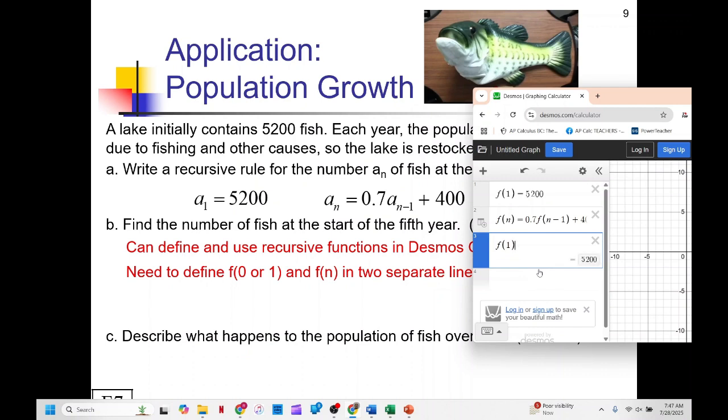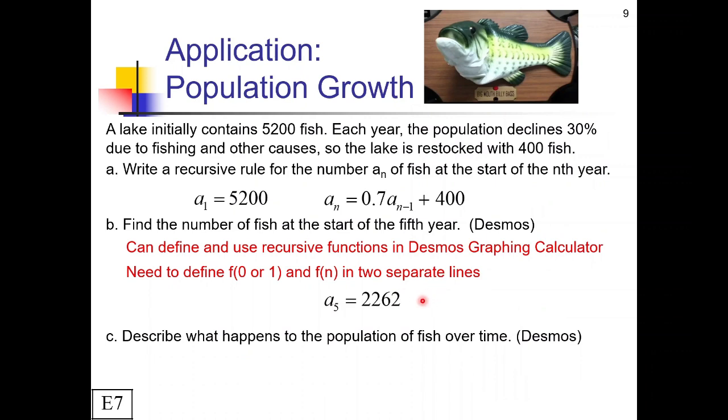So there's f of 1. Here is f of 2. So this is what you would get if you multiply this by 0.7 and then add 400. So let's skip all the way to f of 5. And that's giving us about 2,262 if we round it off. So that's how many fish remain at the beginning of the 5th year. And I'll just stick some units on there as well. So we can see that if you're able to use the graphing calculator, although the recursive approach is kind of slow to do by hand, graphing calculator can pump those out pretty quickly and give you some good information.